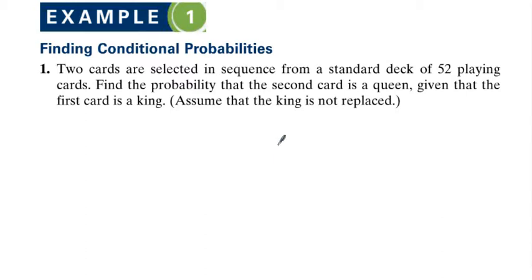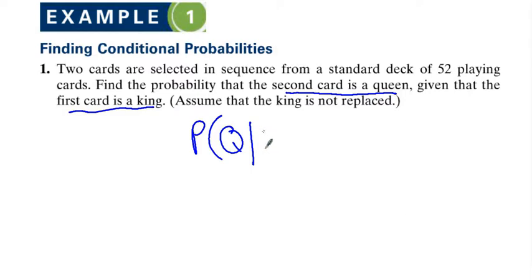So here's an example. It says two cards are selected from a deck of 52 cards. Find the probability that the second one is a queen given that the first is a king. So here is how we write that. Find the probability of a queen given, again that slash means given, that the first is a king. And this is important, the king is not being put back. So you're taking a card out but you're not replacing it.